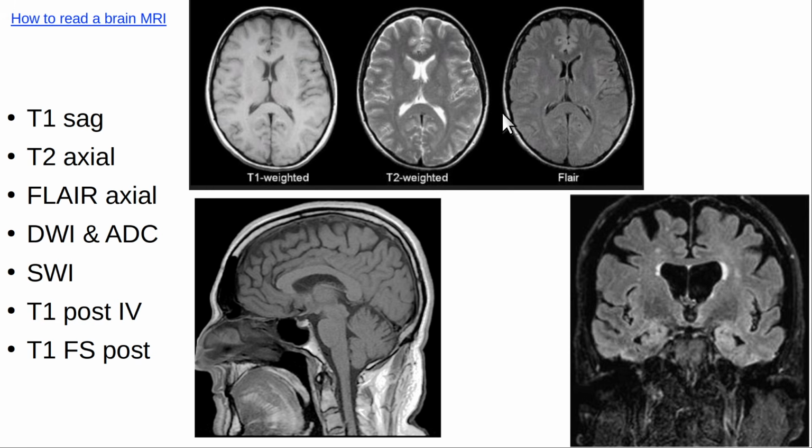Okay, so here is a coronal image. By the way, these are called axial images or transverse slices through the brain. This is called coronal, front to back slices through the brain. And this is called sagittal, side to side slices through the brain. Okay, so this is a typical pathology on FLAIR.